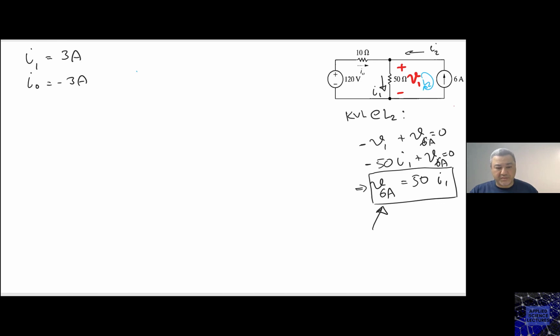Does this answer your question? So the second loop is not 50I2 equals to 0. It is 50I1. It is 50I1 equals to the voltage source across the current source. There is no 50I2 equals to 0. This is a wrong equation. Okay?